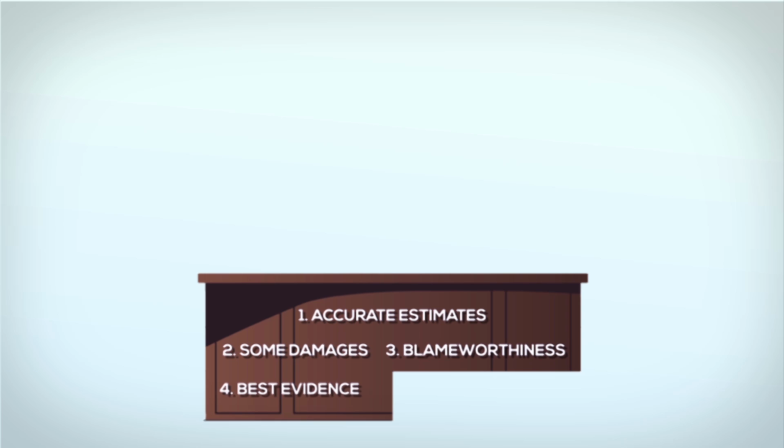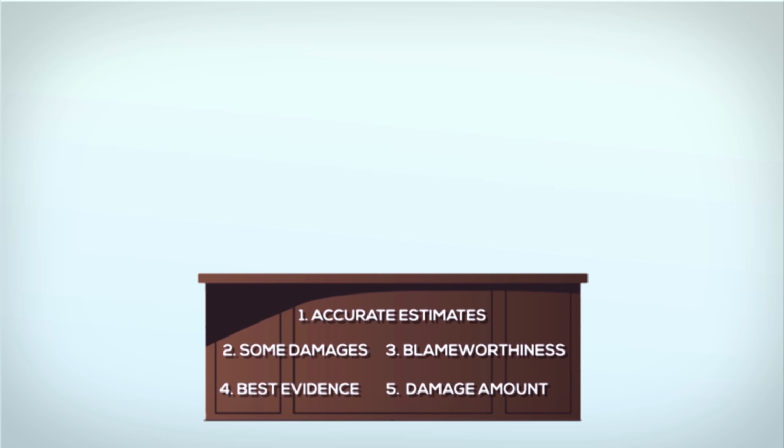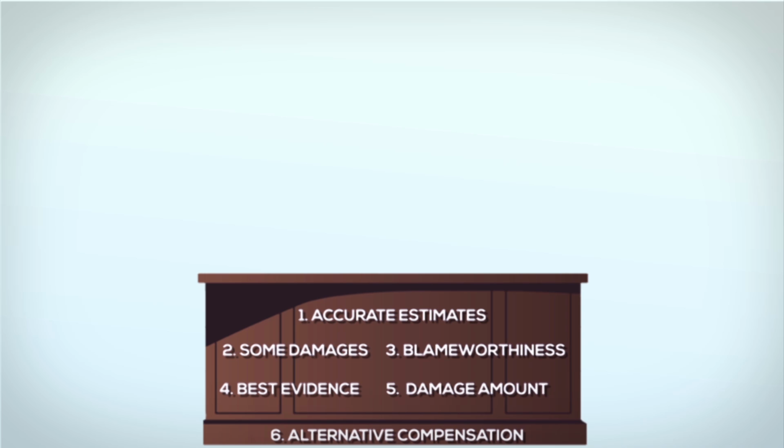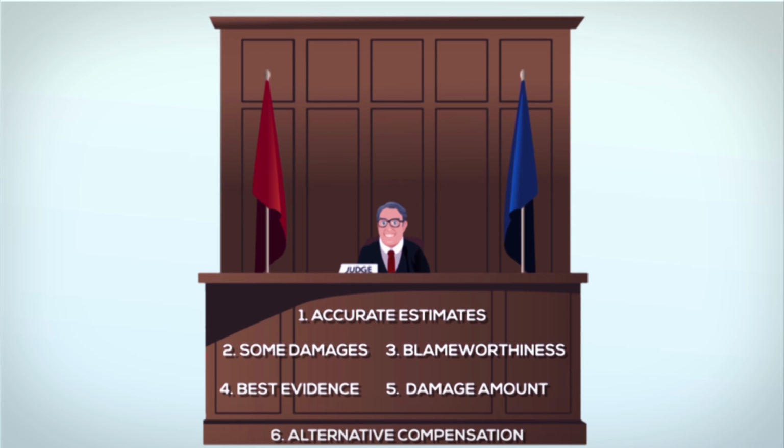Whether the plaintiff used the best available evidence to prove its damages, the damage amount that is at stake, and whether alternative methods exist to compensate the injured party, and what conclusions those alternatives might produce.